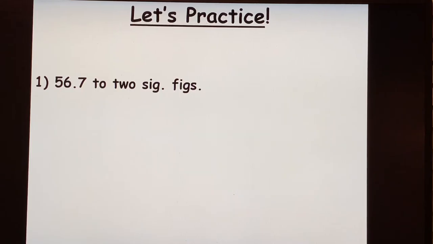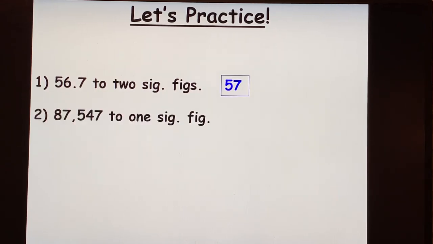So let's practice. 56.7, I only want it to be 2 significant figures. Take a moment to think about that. Right, the 7 rounds the 6 to a 7, so it's 57. How about 87,547 to 1 sig fig? And remember, your answer must reflect the original number. So that 7 is going to round that 8 to a 9.